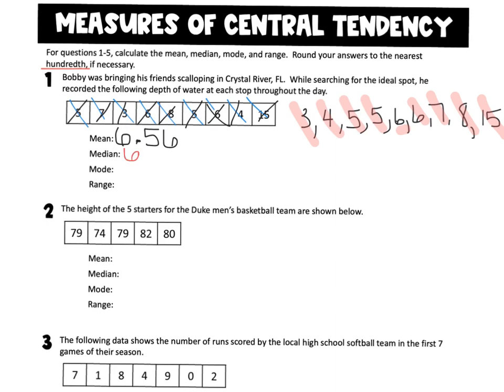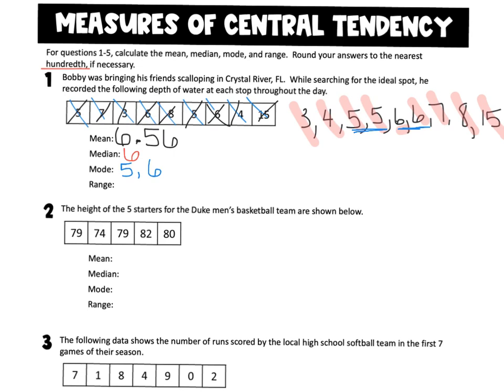The mode is the number that occurs the most. Well, I see the numbers 5 and 6 there twice, and nothing else is there more than that. So you can have 2 numbers for your mode. So it's 5 and 6.